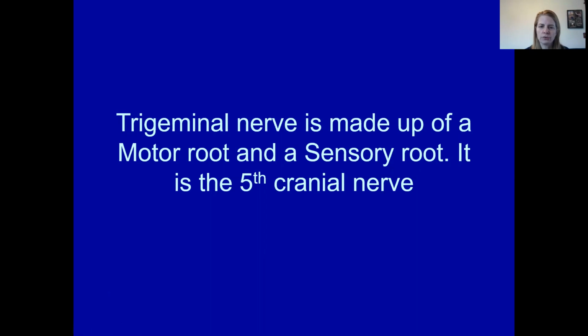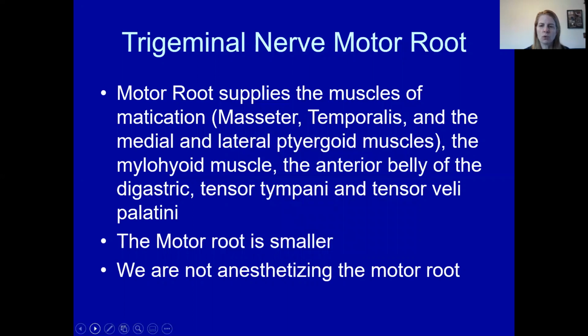The trigeminal nerve is made up of a motor and a sensory root. It is the fifth cranial nerve. The motor root part of the trigeminal is smaller, and it is not going to be an area that we are anesthetizing, but we still need to make sure we know that the motor root supplies the muscles of mastication, the masseter, the temporalis, and the medial and lateral pterygoid, not the buccinator. That is not a muscle of mastication.